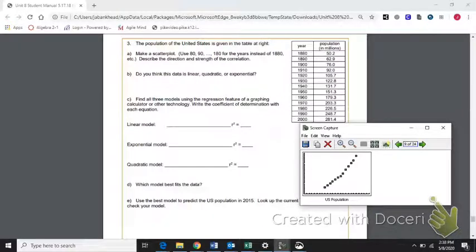Here you can see the scatter plot that I made on the calculator for U.S. population. As recommended in the directions, 1880 is 80 on the x-axis and 1890 is 90 on the x-axis, and so on and so forth as we go through the years. Which type of function do you think best models this data?